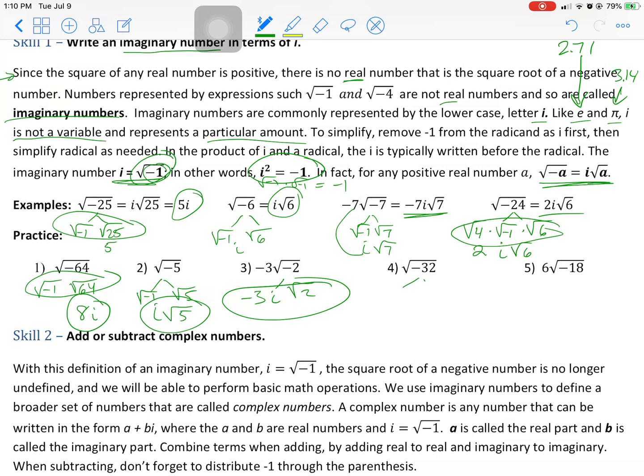Okay, so let's see. Just as routine, I usually take the negative out first, but again, this order doesn't matter. 16 and a 2. So clearly we're going to have that left over. That's an i. That's a 4. So 4i square root of 2 is the order you want to put your final answer in.